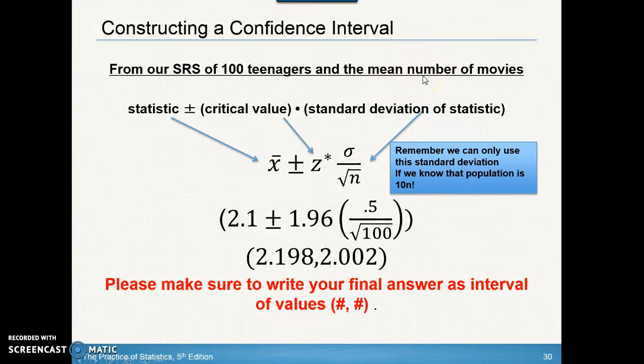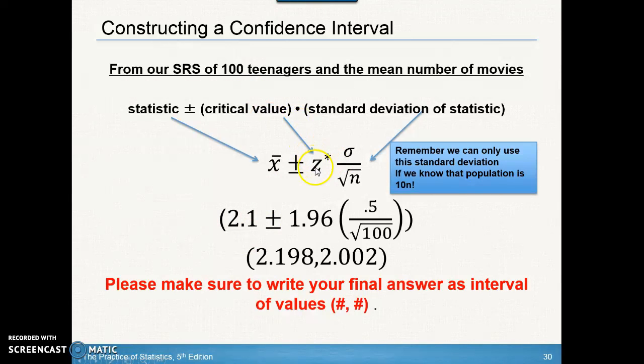All right, so let's put some mathy terms into our formula. We know that our confidence interval is a statistic plus or minus the margin of error. The margin of error is the critical value times the standard deviation of the statistic. All right, so here's what we know. The mean of the 100 teenagers is x bar. That was 2.1. They go to the movies 2.1 times in a month.